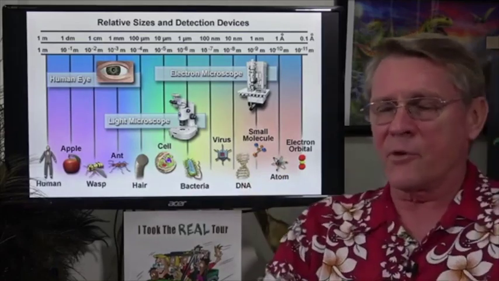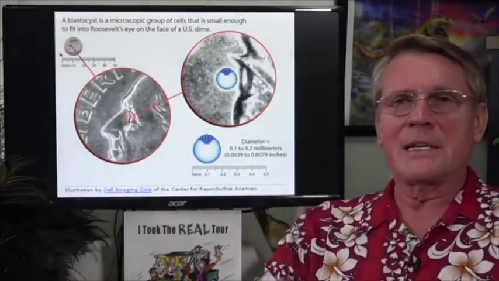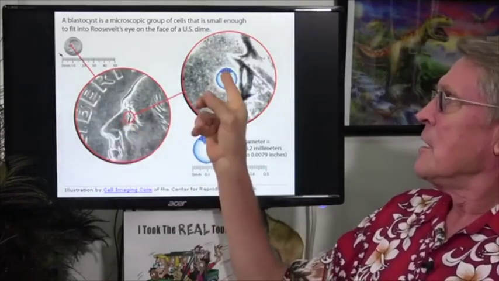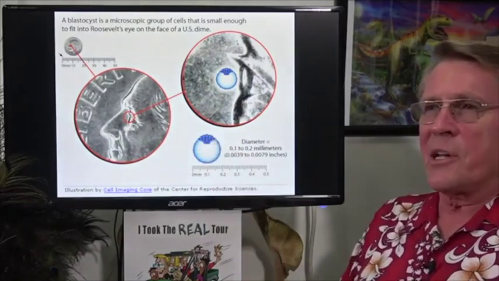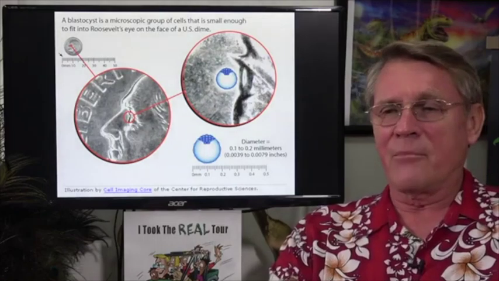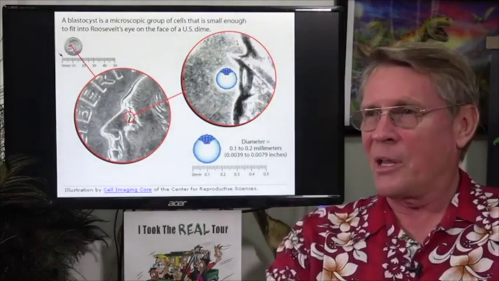This is just a, okay, for instance, this is a dime. If you look at the eyeball of President Roosevelt, this is a cluster of little bitty cells to show how small cells are. They would fit that many in Roosevelt's eyeball on a dime.